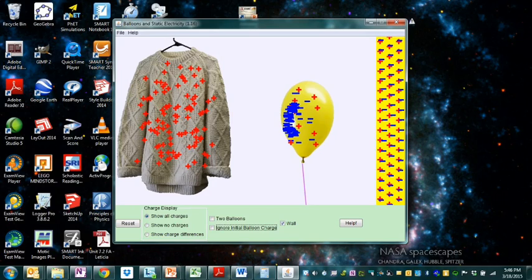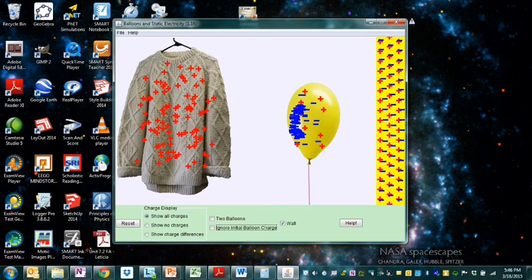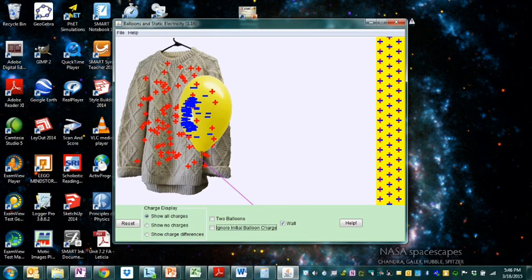Okay, so once I release this balloon, let's remember that opposite charges attract. So as soon as I release this balloon, like right now, this balloon is going to be attracted because it has a net negative charge. It's going to be attracted to the sweater that has a net positive charge.